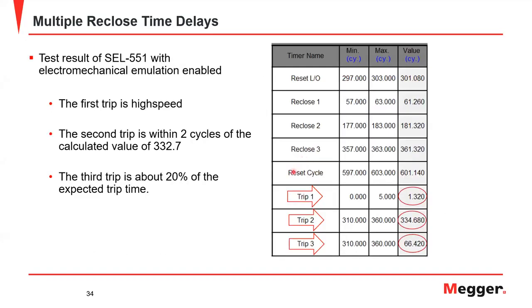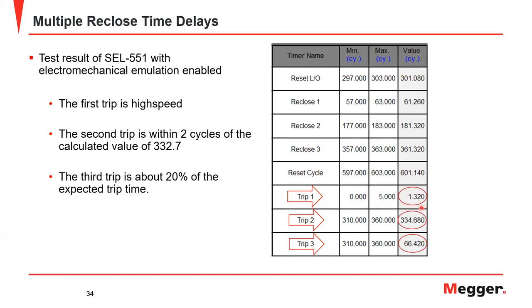Now this is an example of a miscoordination, which obviously I set up on purpose, but I recorded this for the sake of this presentation. And here you can see the first trip was high speed. It took 1.32 cycles. This is a good benchmark for your relay propagation time.